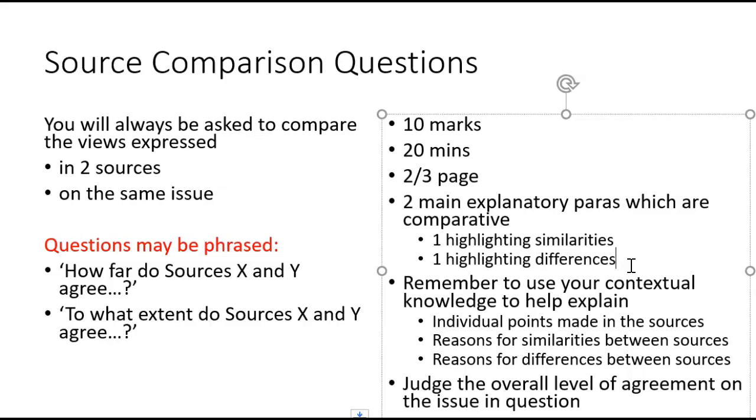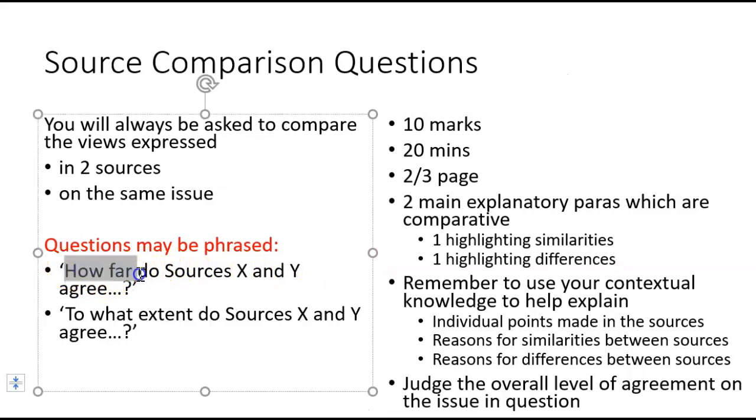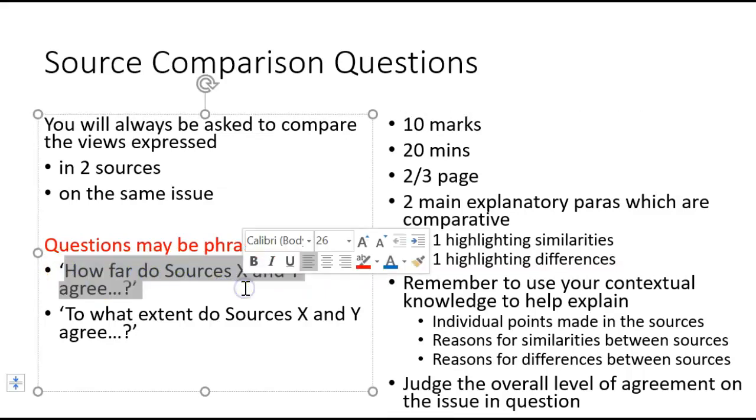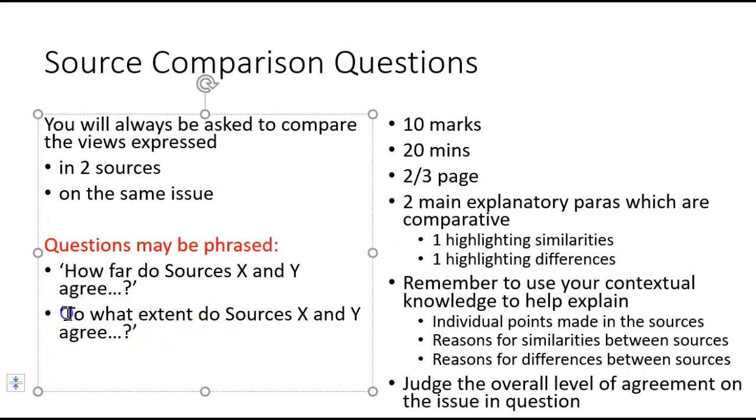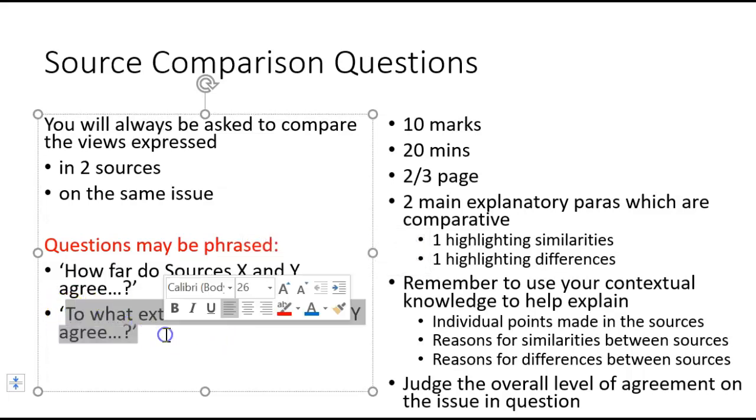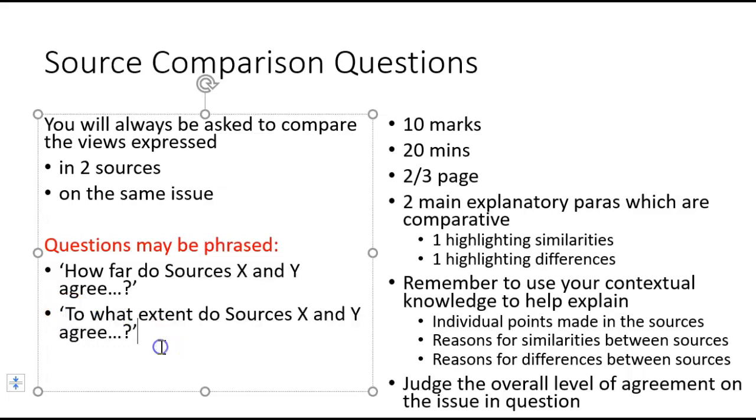So just to summarize, you're looking at least 3 paragraphs, one on similarities, one on differences, and a final one to answer the question how far you think the sources agree or disagree. And so the questions are often phrased along these lines: how far do sources X and Y agree on whatever the topic may be, or to what extent do sources X and Y agree on whatever the topic may be.